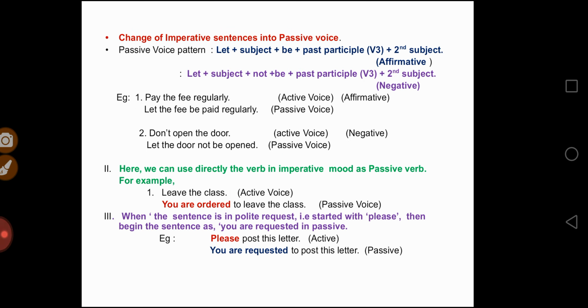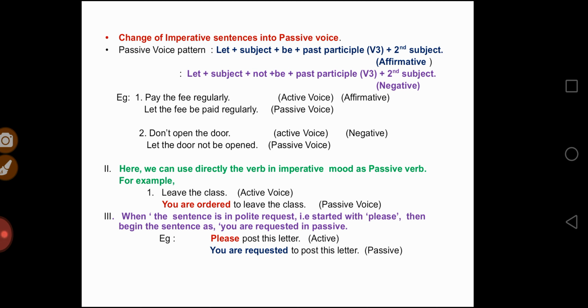Now we learn how we can change imperative sentences into passive voice. Passive voice pattern. In an affirmative sentence, the structure in passive is: Let plus subject plus be plus past participle plus second subject. And when the sentence is negative, the structure is: Let plus subject plus not plus be plus past participle plus second subject.